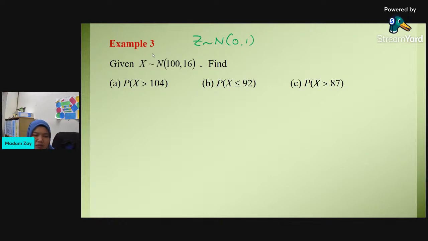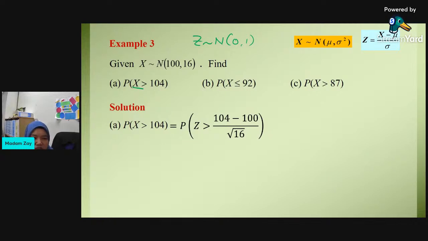Okay, contohnya soalan A, probability of X more than 104. So, we don't have the table for 100 mean and for that standard deviation. Betul tak? So, kita kena tukar kepada standard normal, means that the X here should be standardized into Z. So, apa cara nak buat? Kita guna formula Z equal to X minus mu over sigma. Okay, so all the values here will be changed into Z. So, X akan jadi X minus mu over sigma, which is equal to Z.